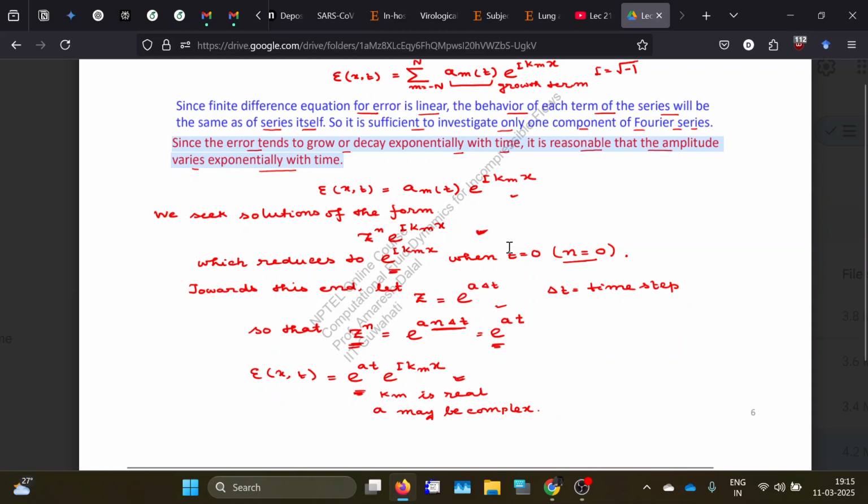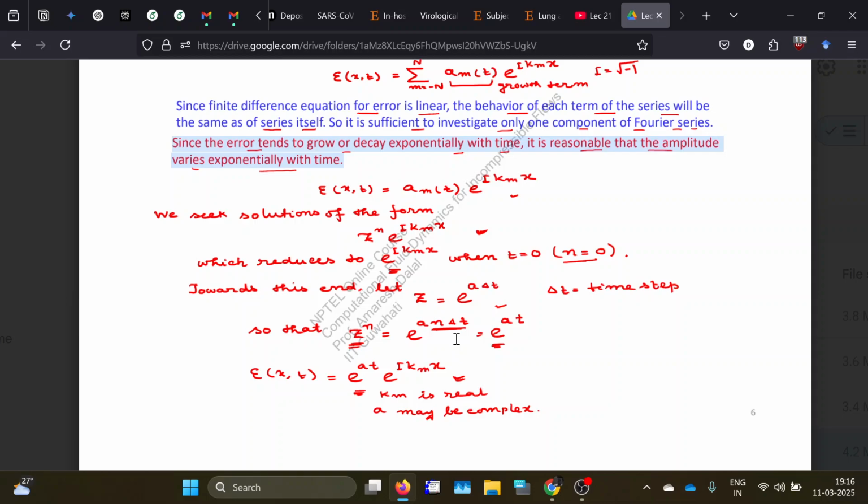And then we assume this z to be e raised to the power a delta t. What is this a? It is the growth rate of that amplitude. If a is positive, that means it will grow in time, and if a is negative, it will decay in time, because it gets multiplied by itself every time step.